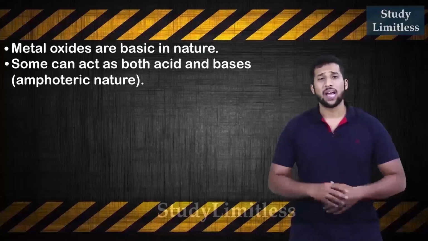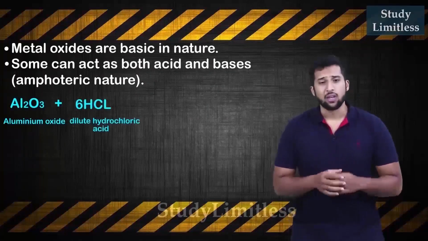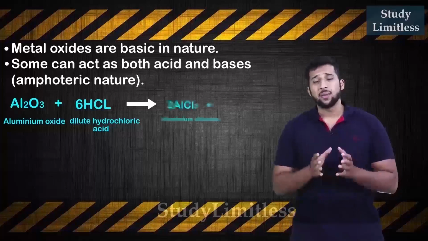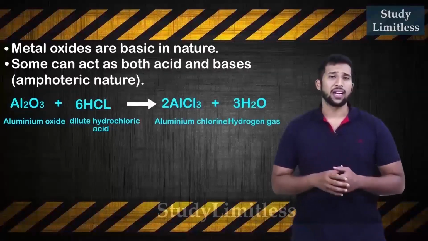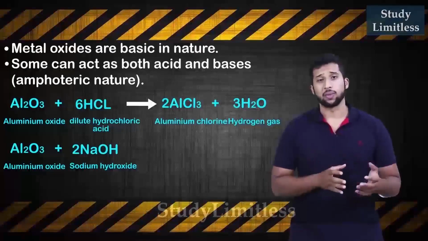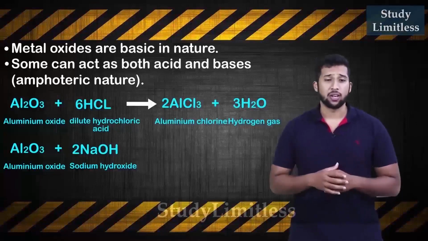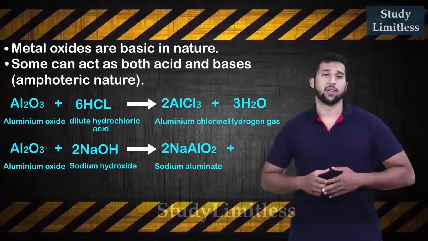Now, suppose you're reacting aluminium oxide with dilute hydrochloric acid. What you get is aluminium chloride and water. And what if you're reacting it with sodium hydroxide? So you have aluminium oxide plus sodium hydroxide giving sodium aluminate and water.